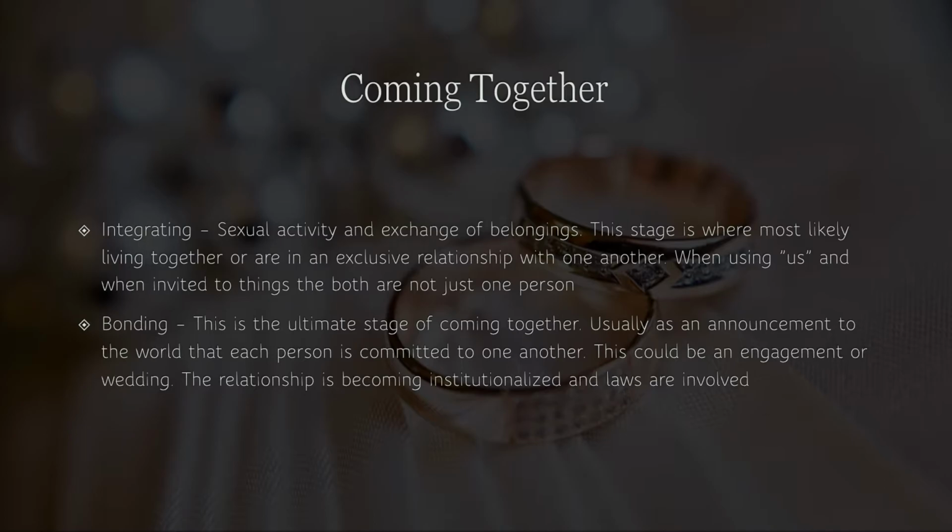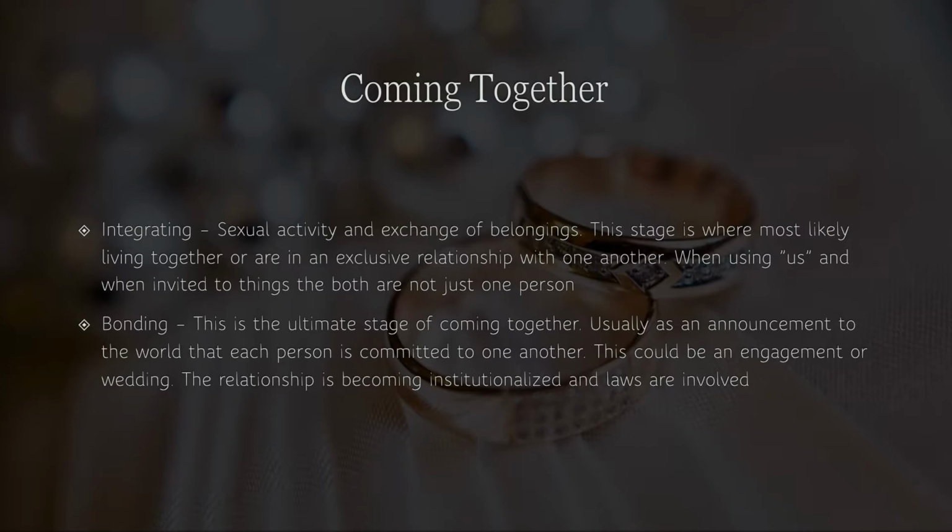And lastly, for coming together, these stages are kind of the determining factor for when a relationship is serious. So, integrating: this is sexual activity and exchange of belongings. This is most likely when the couple is living together and are in an exclusive relationship with one another. They're using the word us when talking to others, not just considering themselves, but both of them as one. And usually, when invited to things by friends or family, it's both of them being invited, not just one of the people in the relationship. And lastly, bonding.